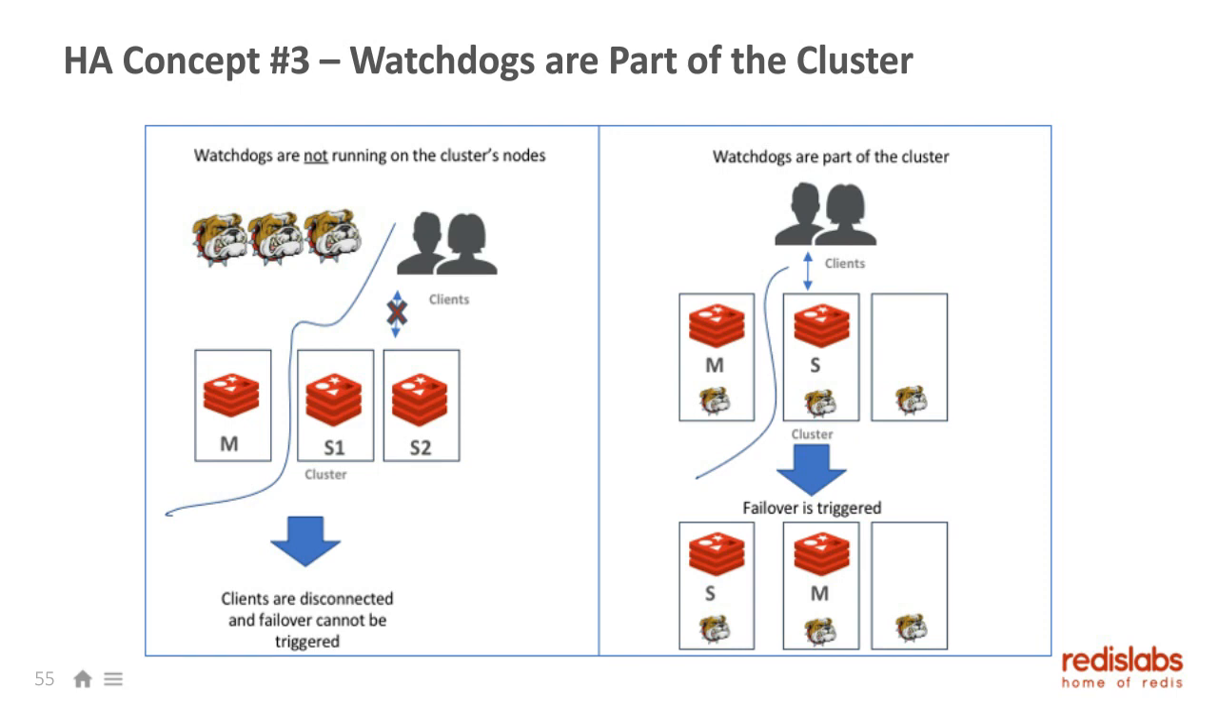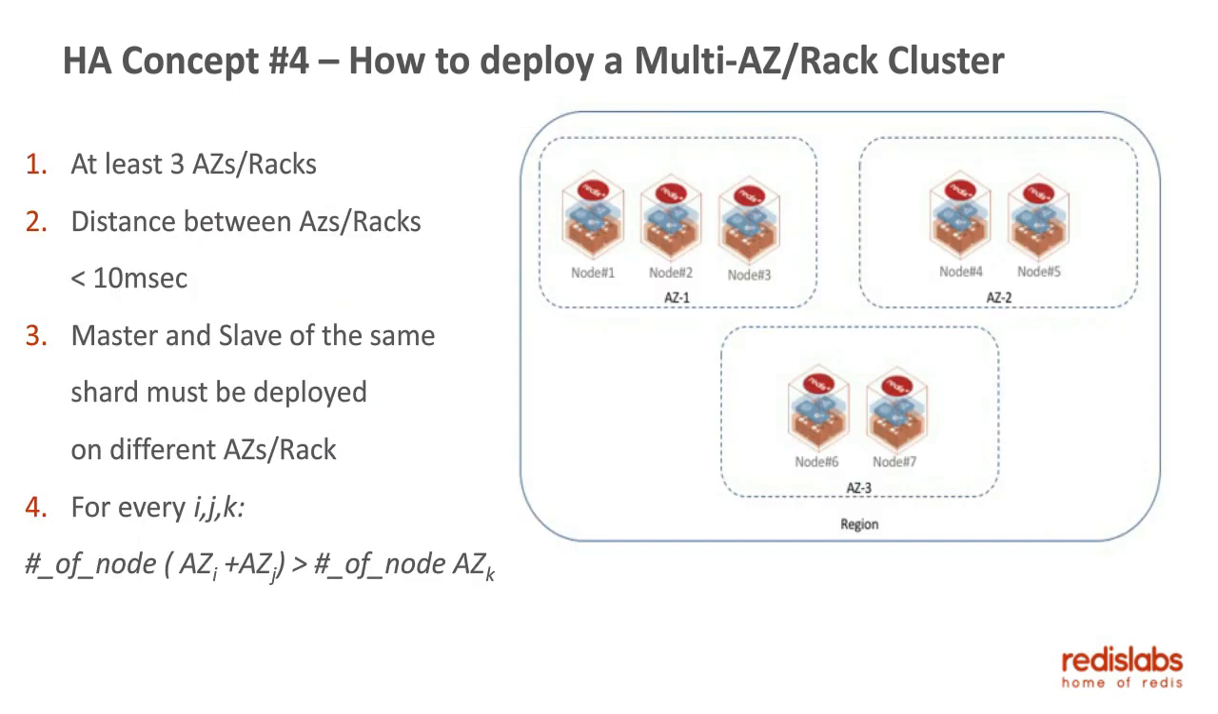Then the rack zone awareness, or the multi-availability zone awareness. We can make sure that your master and slaves are never served within the same availability zone or the same rack. This has some benefits: if an entire availability zone or your rack goes down, all your databases will still be available.